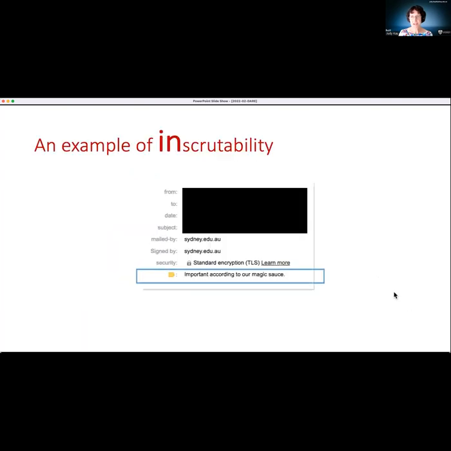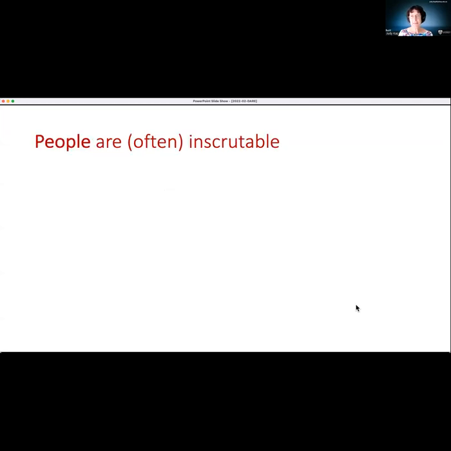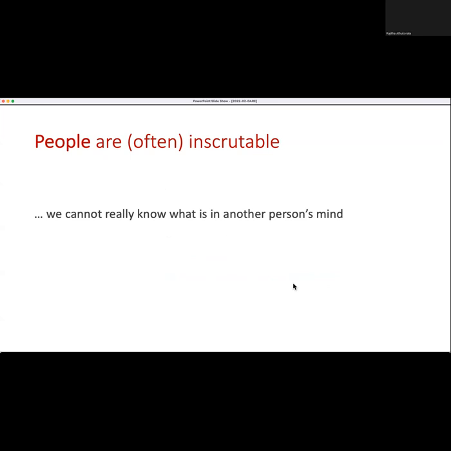So here's an example of something that's inscrutable, which Google delivered. It said this mail is important because of our magic sauce. Nah, we're not telling you why. Sometimes they don't do this, but I've seen it again recently. Now, people are inscrutable. That's no excuse for a machine to be. We can't know what's in another person's mind. In fact, we may not even understand ourselves very well. So we've got to be very careful of assuming that machines we're going to build are just like people.